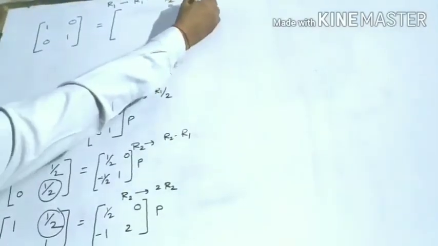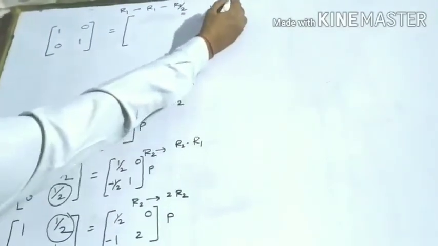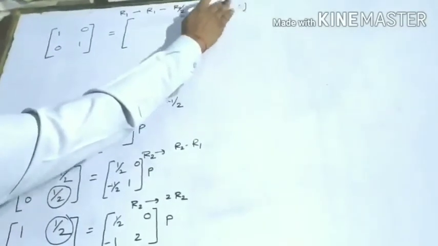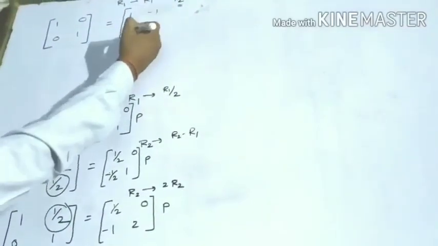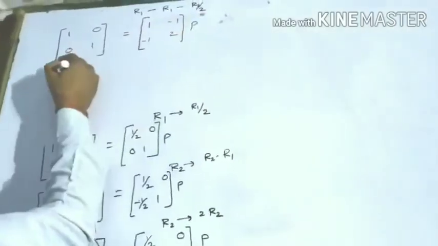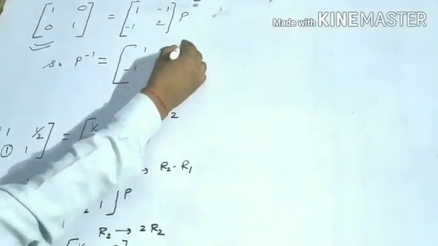This is R1, this gives 1 by 2, and then minus R2 by 2, meaning minus 1 by 2 means we will get 1. So here we will get 1, and then minus 1, and then minus 1, and then 2, and here this is the P. So on this side we are getting the identity matrix. So the inverse of P is this. P inverse is equal to 1, minus 1, minus 1, 2. This is your answer.